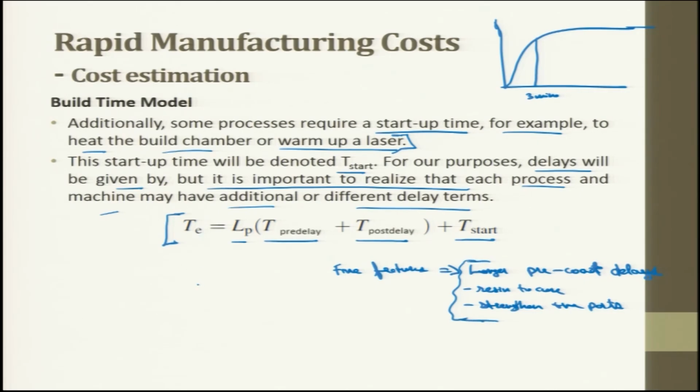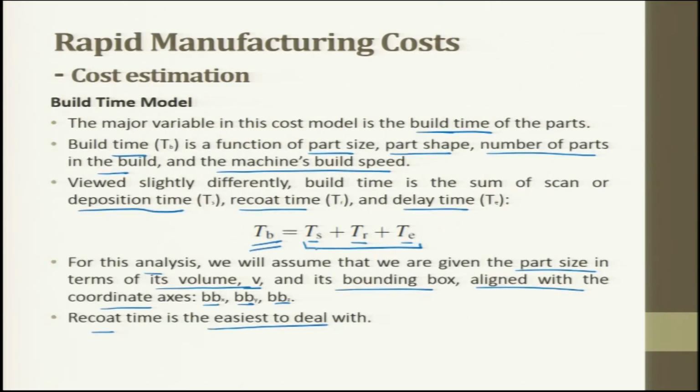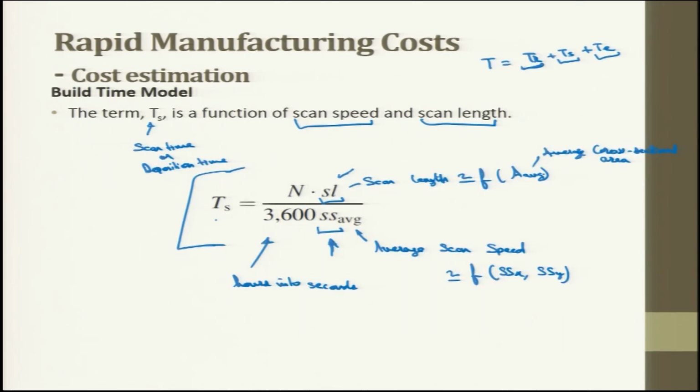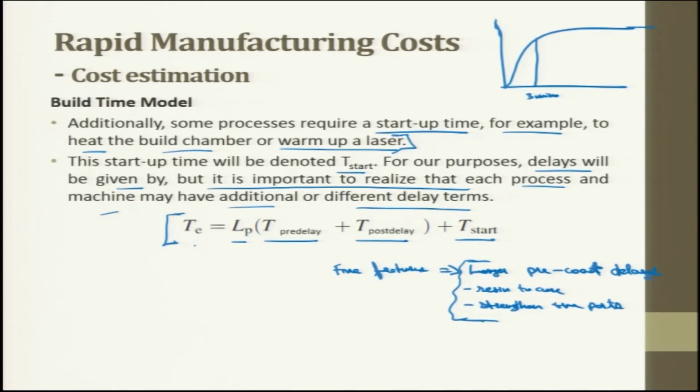This is now a generic build time, that is TS plus TR plus TE. First we talked about TR, that is the recoat time, that is the recoat for support and recoat for part. Then we had our scanning or deposition time, that is a function of scan length and average speed. Then we have the delay. Delay is pre-delay plus post-delay into LP plus T start. LP, you know, is the number of layers.